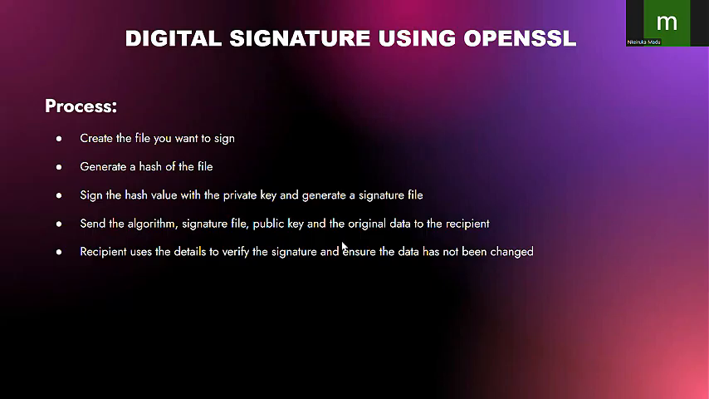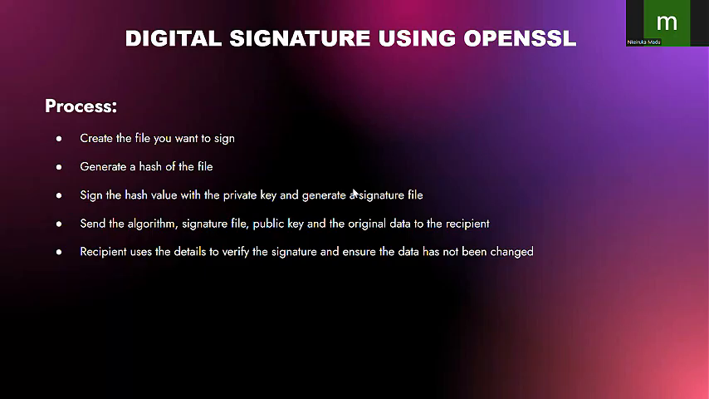Like I said, there are two things here. If you're bothered about security of the original file, you can encrypt the original file and then generate the hash of the original file. But if you're not worried about the privacy of the original file, and all you're worried about is integrity, then you can just generate the hash of the original file. You will now sign the hash and generate a signature file. So right now you have two files.